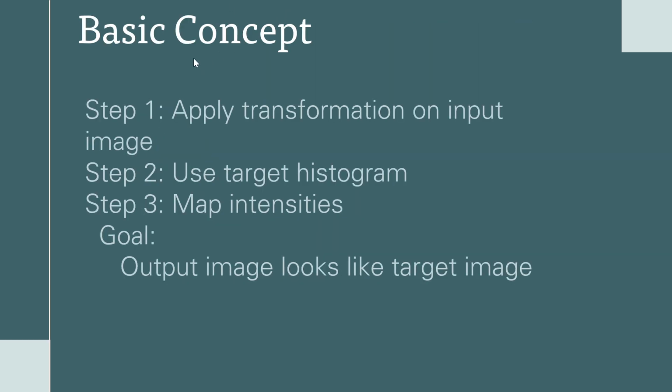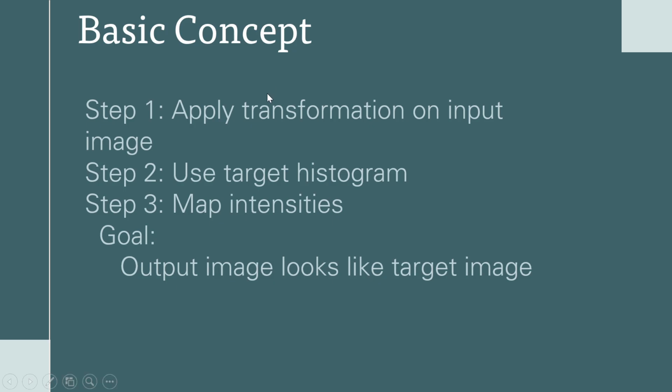So the basic concept is very clear. First, we apply the transformation to the input image. Then we use the target histogram to remap the pixel values. Finally, we get an output image that closely follows the desired histogram. So essentially, we are mapping intensity from one distribution to another.